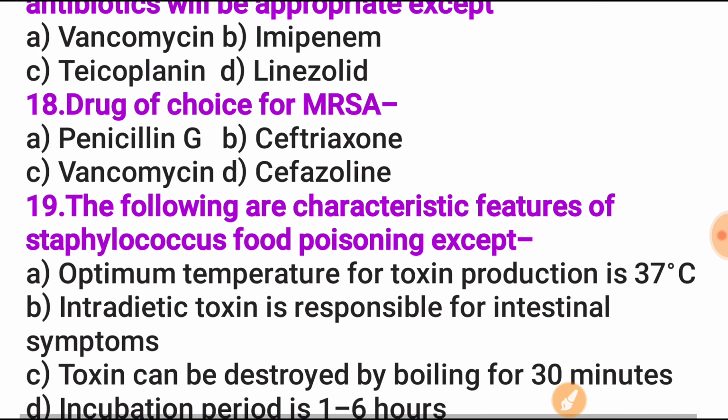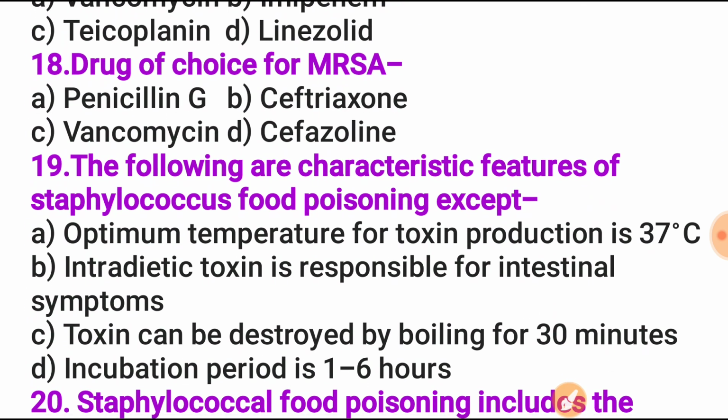Next is the drug of choice for MRSA. The options are penicillin G, ceftriaxone, vancomycin and cefazolin. The drug of choice for MRSA is vancomycin. Always remember this.